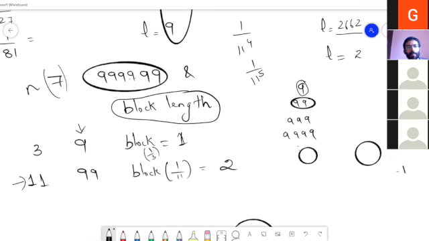Again, how many 9 digits are there? That is the length of block. That is the length of block, right? So, what is the connection? Can you try to show that?